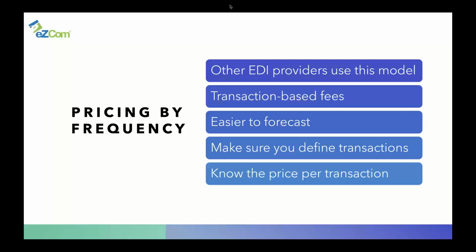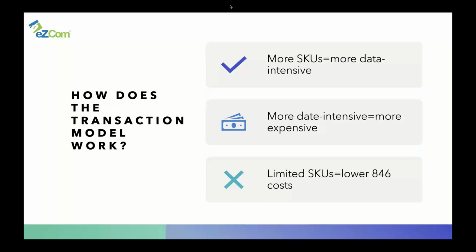Now, some providers are transaction-based. One document equals one transaction. I believe this model makes it easier to forecast your 846 cost because then you just need to know, number one, what defines a transaction, and number two, how much does one transaction cost? I can't speak for other EDI providers, but eZCom's pricing model is very easy to grasp. We're transaction-based, and where the 846 document is concerned, every 10 items included on the inventory feed is equal to one transaction, no matter how much detail it includes.